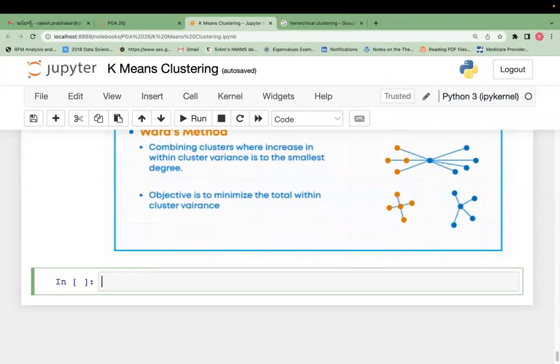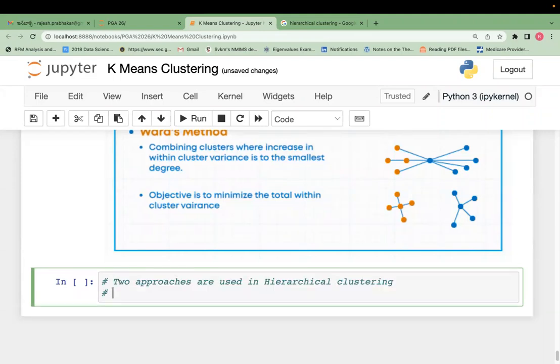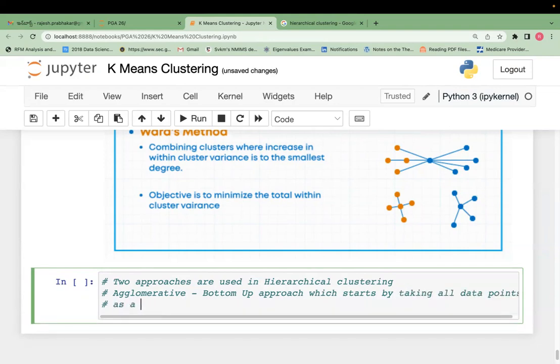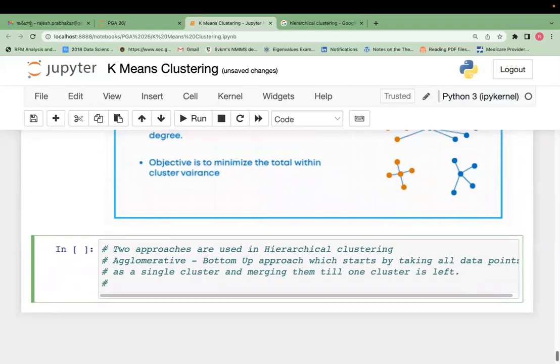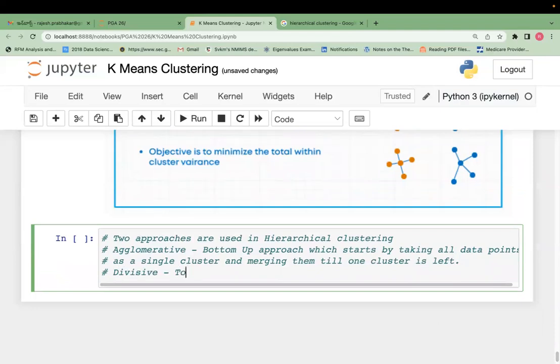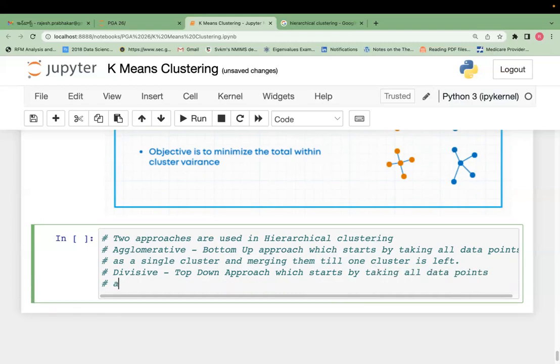Then two approaches are used. The first one is agglomerative, a bottom-up approach, taking all data points as individual clusters and merging them until one cluster is left. The second method is the divisive method, which is a top-down approach which starts by taking all data points as a single cluster and splitting them.